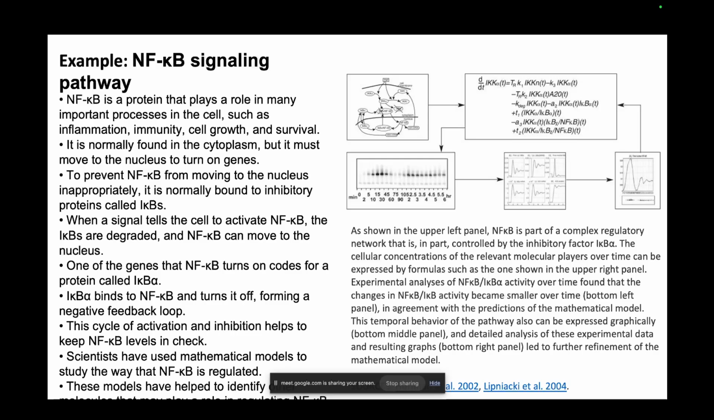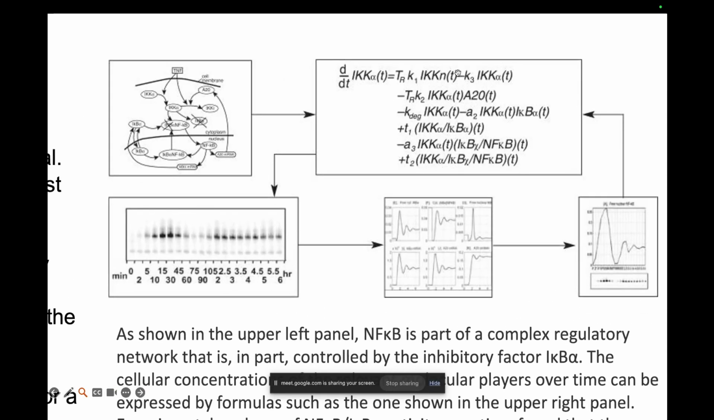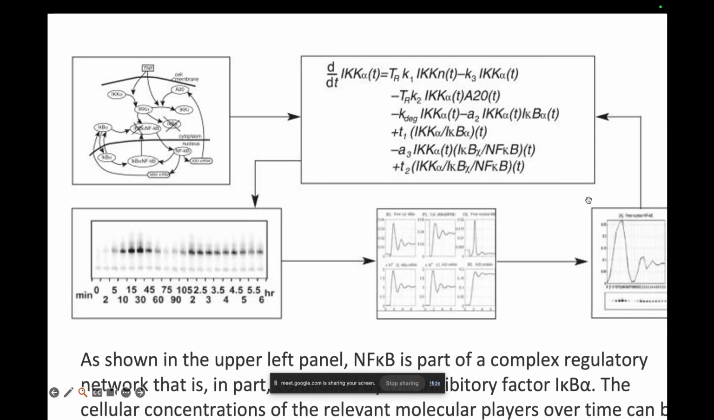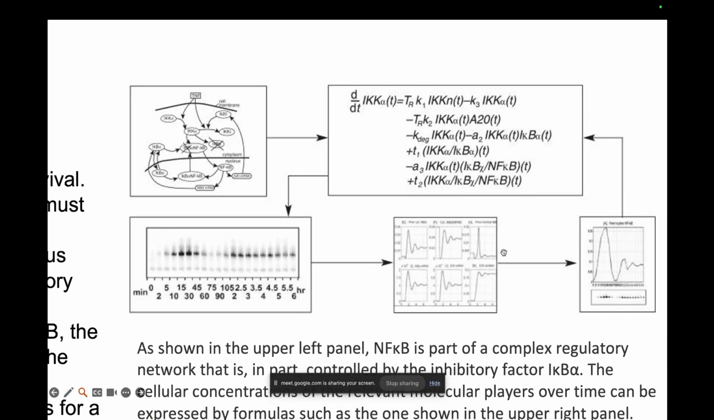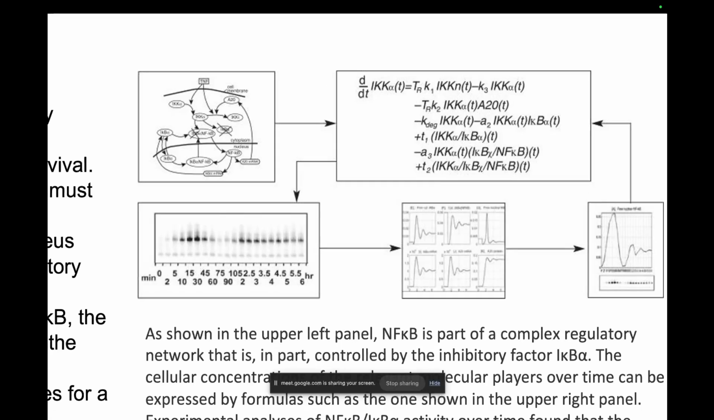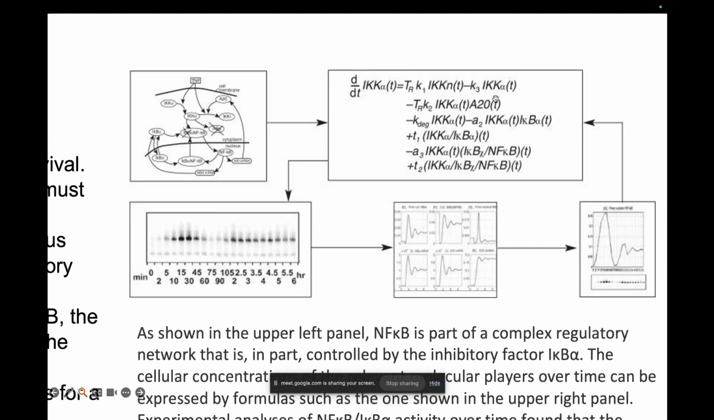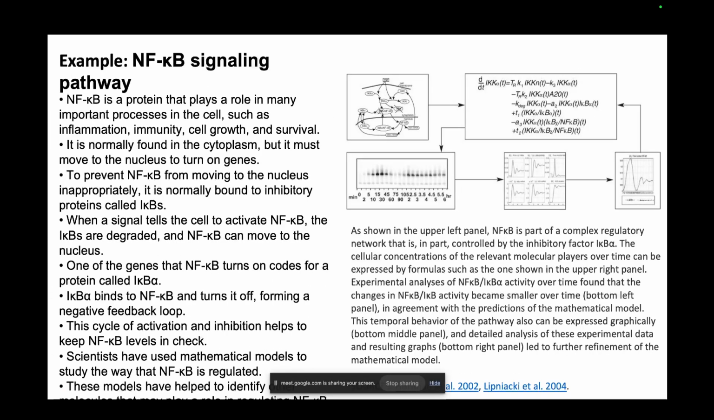This is actually a very interesting phenomenon. And this on the right is the model that explains the dynamics between I-kappa B and NF-kappa B. I'll not go into the details of the model. There are a lot of variables involved here, but I just wanted to give an idea about how different processes can be modeled. So this kind of signaling pathway, this kind of regulatory network, or anything like that, can be modeled.